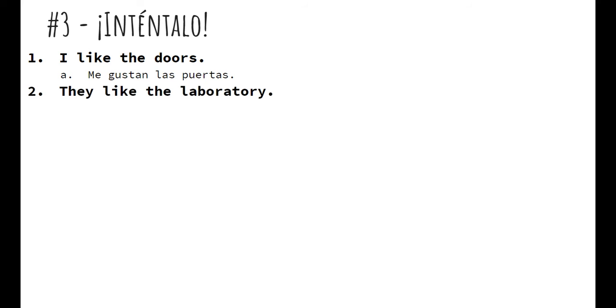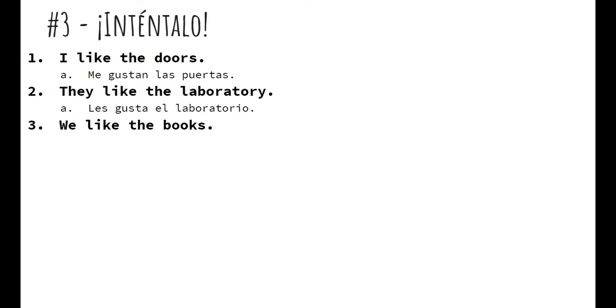All right, so we're going to try it. So I like the doors. You should have me gustan las puertas. So I like the doors becomes the doors are pleasing to me. Then to me are pleasing the doors. Replace to me is me gustan. Is pleasing to, it's gustan, not gusta, because las puertas, our subject, is plural. They like the laboratory. Les gusta el laboratorio.